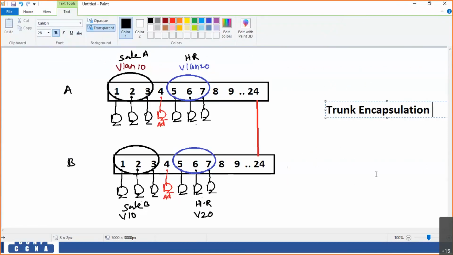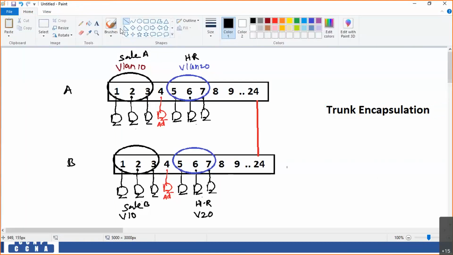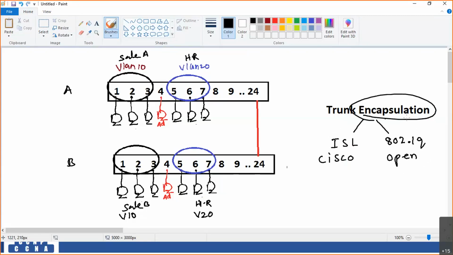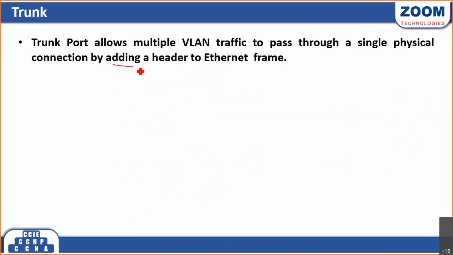There are two trunk encapsulation protocols. One is ISL, Inter-Switch Link. The other is 802.1Q. What's the difference between 802.1Q and ISL? ISL is a Cisco protocol, Cisco proprietary. 802.1Q is an open standard protocol. What will these protocols do? Encapsulation. Encapsulation means adding a header.